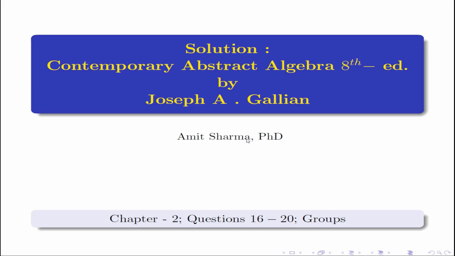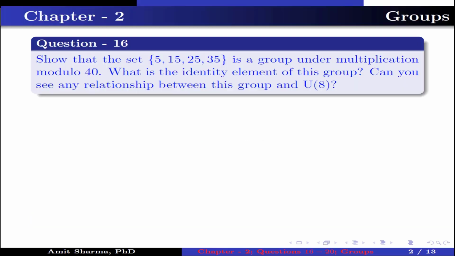In this video, we are going to solve questions 16 to 20 of Chapter 2 from the book Contemporary Abstract Algebra by Joseph Gallian. So without a delay, let's start.